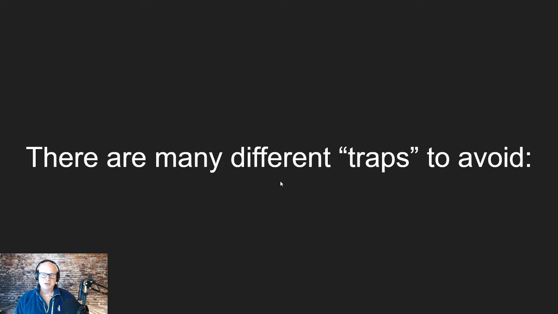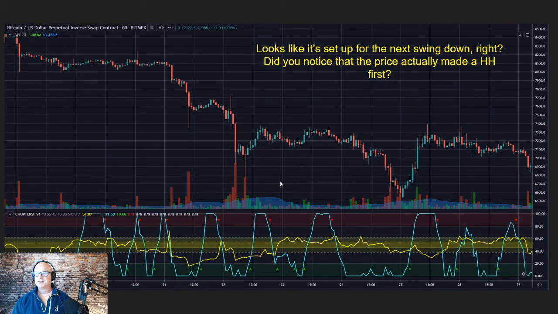There are many different traps to avoid when you're doing this. And if you haven't done any trading like this, you'll find them, because it's like, wait, what? How? Those are some of the reactions that you'll get. Like, how did they, those bastards. So here's a good example.